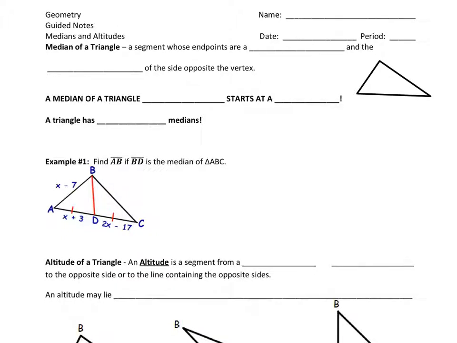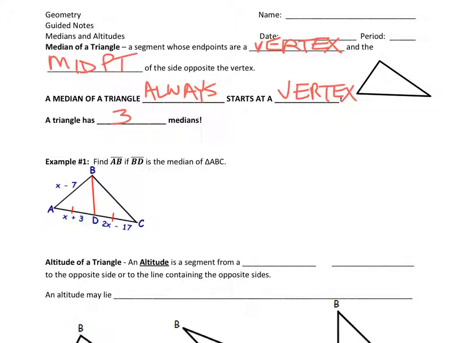Today we're going to look at two more special segments in triangles, the median and the altitude. The median of a triangle is a segment whose endpoints are a vertex and the midpoint of the side opposite the vertex. A median of a triangle always starts at a vertex, and every triangle has 3 medians.